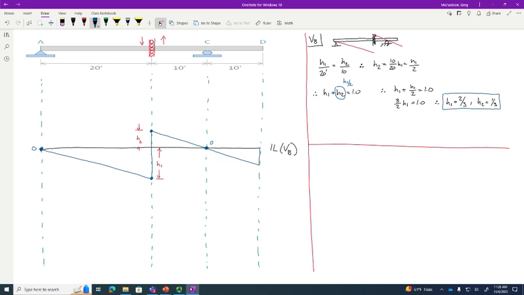What do you think? So here's what I propose. I propose that this is 2/3. I'm going to call it negative since it's going down. And this is positive 1/3.